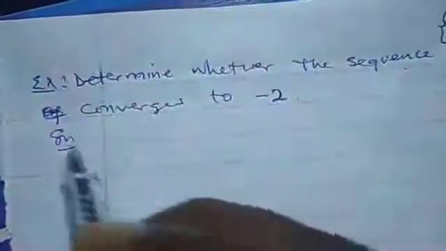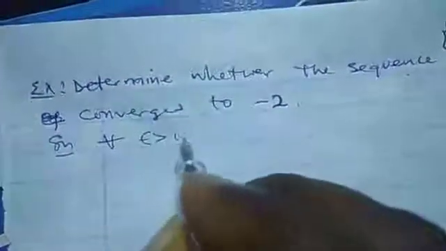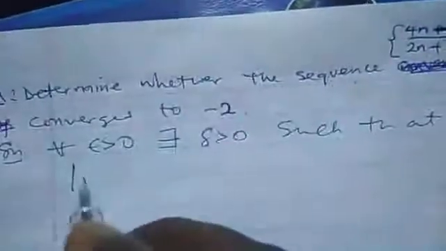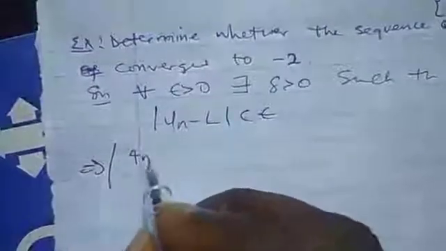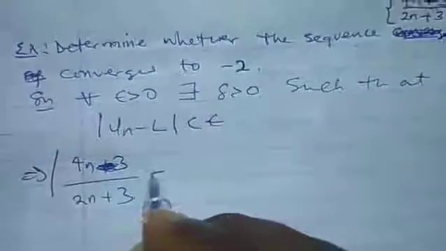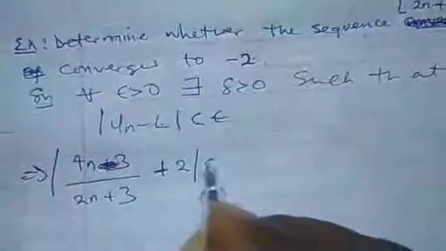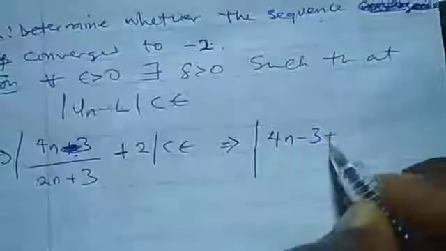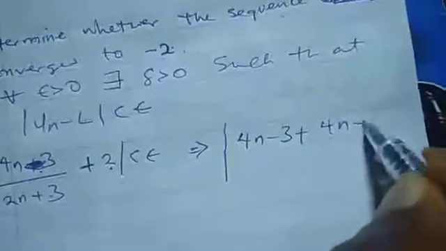So let's move to the third example. Third example: determine whether this sequence converges to -2. So solution. We need to start by saying for all epsilon greater than 0, there exists delta greater than 0, such that absolute value of un minus L is less than epsilon. And our un, this is the sequence, is 4n minus 3 over 2n plus 3 minus L. Our L is minus 2, so it will make this place to be plus 2, is less than epsilon. If you find the LCM and simplify, we have 4n plus 6 over 2n plus 3 is less than epsilon.